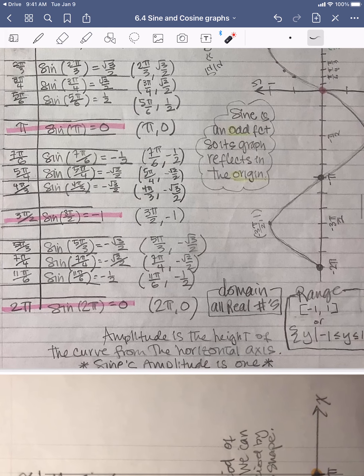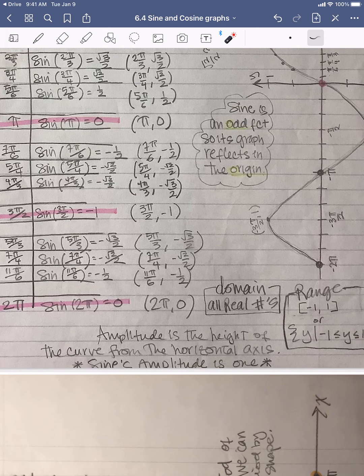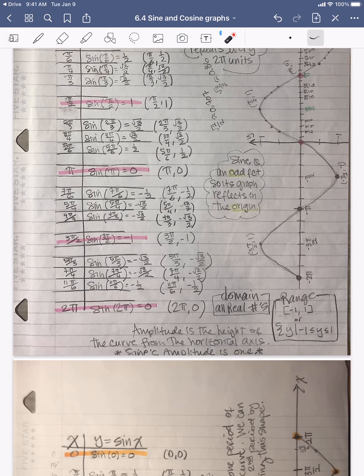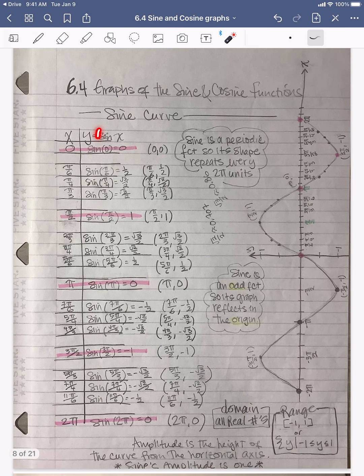This periodic function has an amplitude, a height, like how tall is it from the horizontal axis? It's just 1 unit high. That amplitude is going to change as we do transformations. It can be a half a unit high, a quarter of a unit high, or 5 units high. It's just going to depend on what the value is in front of sine.